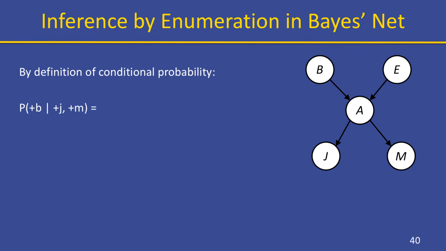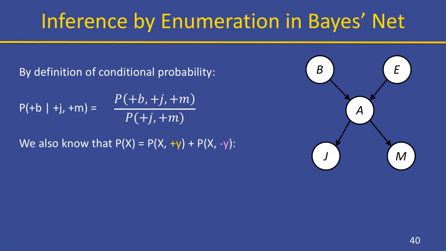By definition of conditional probability, this is equal to P of +b +j +m, the joint probability, divided by the probability of +j and +m. This is simply applying the definition of conditional probability. We also know that if we have a distribution that involves x and y and we want to compute the marginal probability of x, we basically have to sum over the values of y. So P of x is equal to P of x, +y plus P of x, -y.